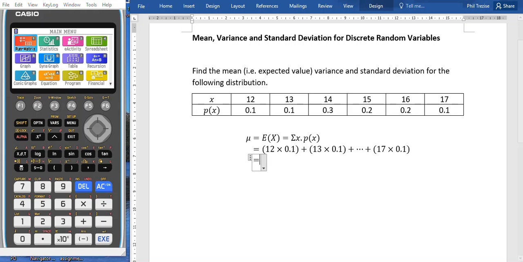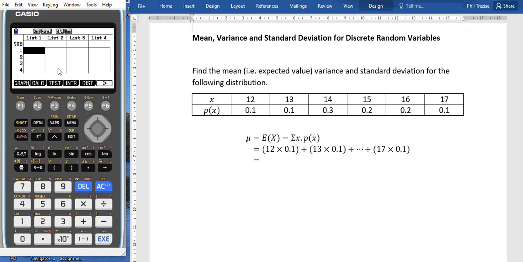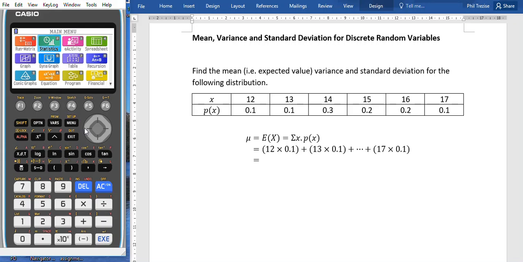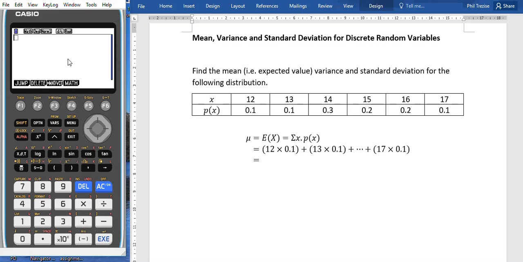Well, I don't really want to be typing all of that, so I'm going to use the statistics app. That's that one there. And the statistics app allows me to store lists of data. So I'll store the scores, 12, 13, 14, 15, in list number 1. And I'll store the probabilities, 0.1, 0.1, 0.3, 0.2, 0.2, and 0.1. Hope I got them all right. I'll store them in list 2. There they are. Now they'll remain in the memory, and I can refer to them by these headings, list 1, list 2, even when I press the menu key and go back to the usual run matrix screen where I perform calculations.